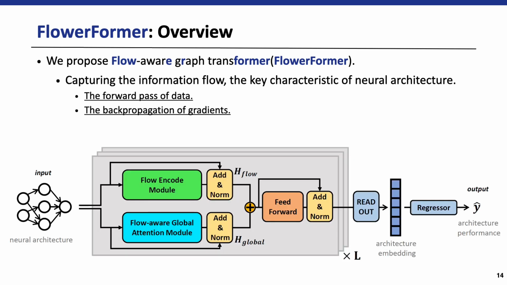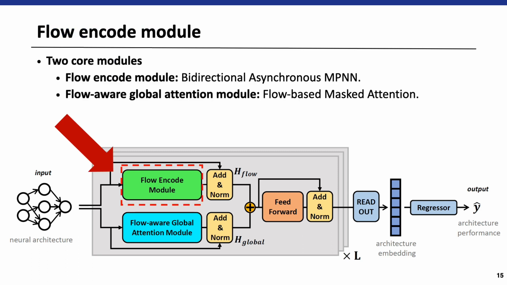More importantly, FlowerFormer is designed to capture the information flow within neural architectures, including the forward pass and backpropagation, which are fundamental properties of neural architectures. To achieve this, FlowerFormer consists of two core modules.